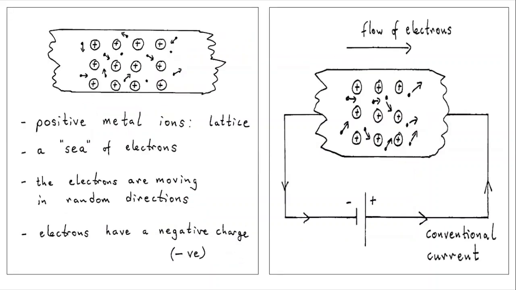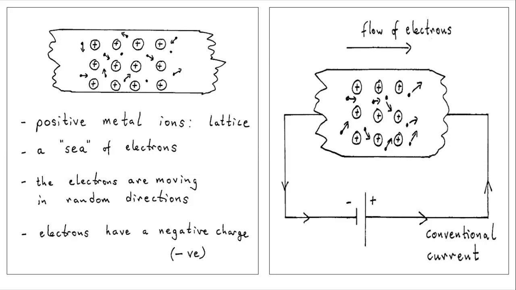Now here we have an image on the left hand side of a piece of metal. We have positive metal ions, this lattice. Why is it a lattice? Well, that's the structure of the material. These positive metal ions are not free to move randomly. They can vibrate, but it's the electrons, the sea of electrons. Each metal ion has contributed an electron, and this sea of electrons can move in random directions through the metal. Electrons, of course, have a negative charge.